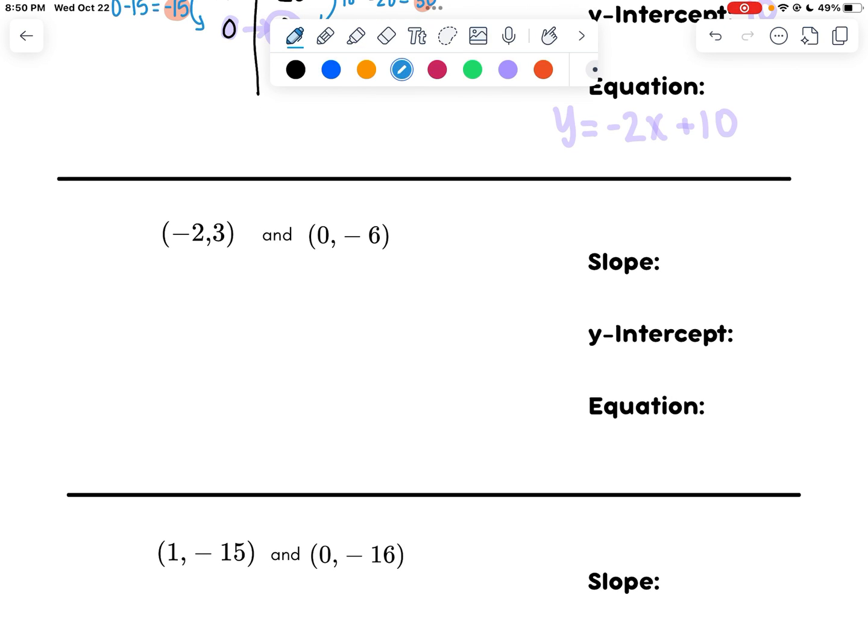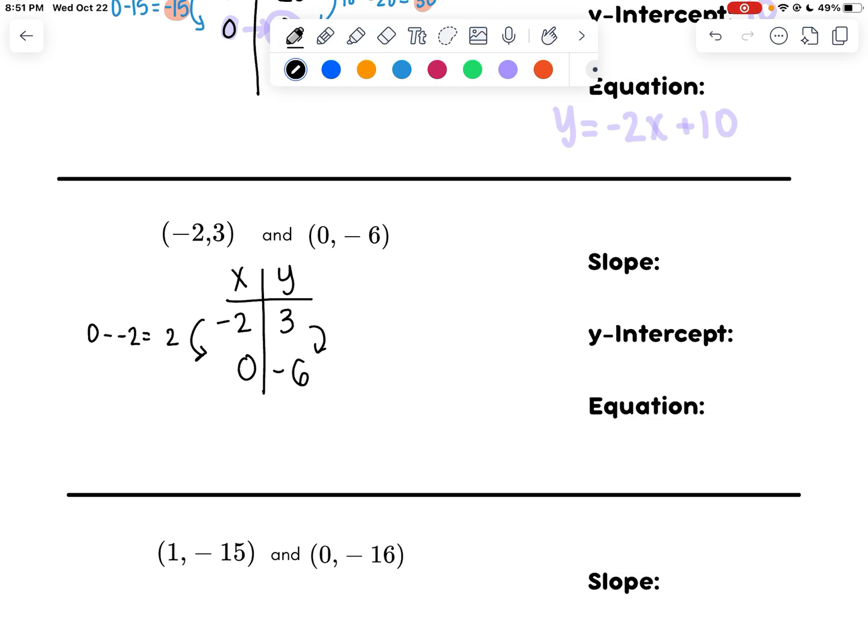For these next two examples, you could pause it and then come back and check to see if your work matches mine. I'm going to set up my table first. My first point is negative 2, 3. My second point is 0, negative 6. So how do I get from negative 2 to 0? I'm going to add 2. Remember, if I don't know, I can do 0 minus negative 2. That's going to give me a positive 2.